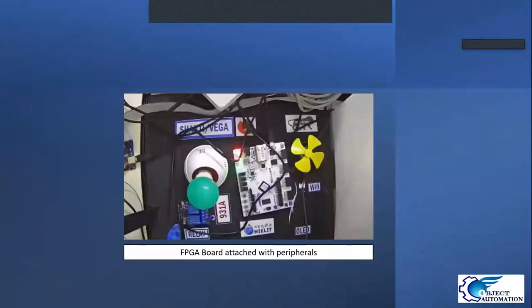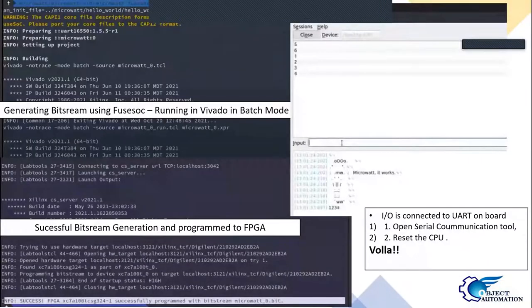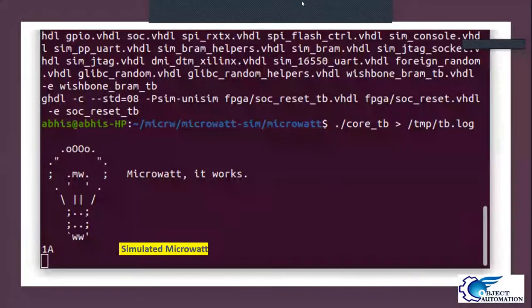This was the FPGA that I was using, that I had access to, and there are peripherals attached to it. The bitstream got generated, it ran Vivado in batch mode, and it was then programmed to the FPGA. If you can see this, it's written microwatt, it works, and a bulb like thing was also here. Basically, this is hello world for microwatt.